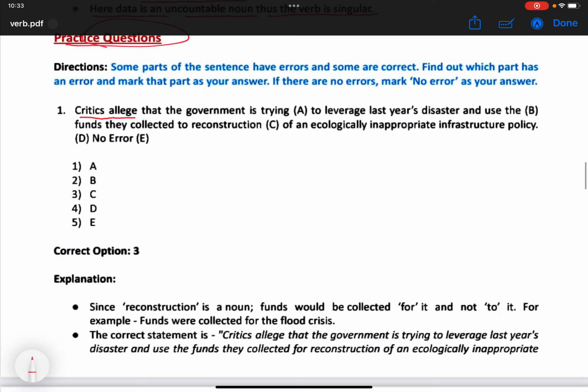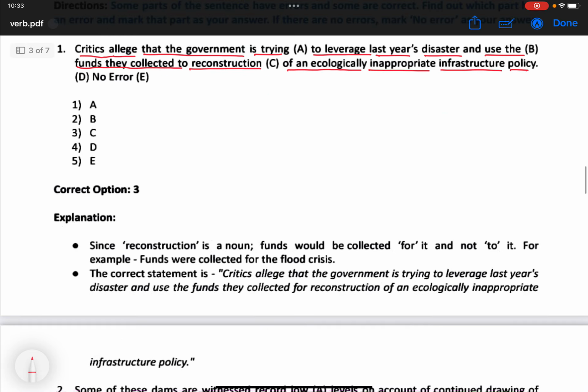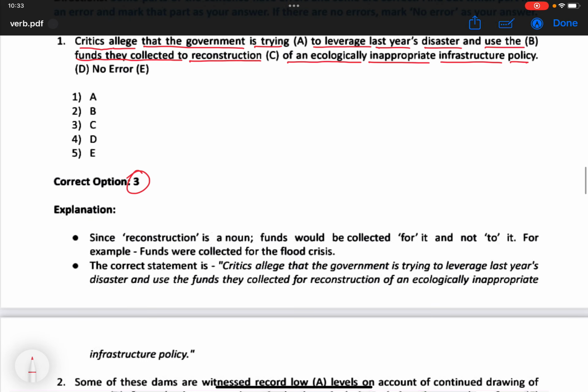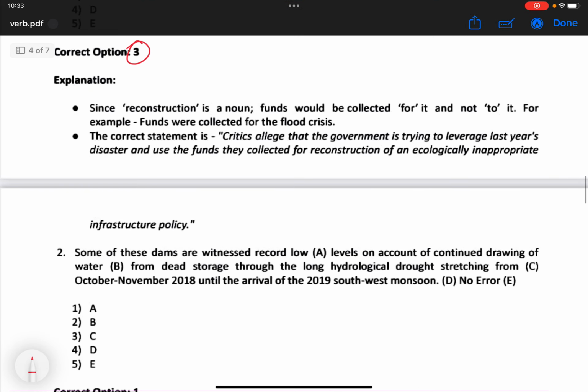Critics argue that the government is trying to leverage last year's disaster and use the funds they collected to reconstruction of an ecologically inappropriate infrastructure policy. इसमें से कौन सा करेक्ट ऑप्शन है? यहीं पे लिखा है तो देख के बोल सकते हैं, C ऑप्शन है. क्यों है? Since reconstruction is a noun, funds would be collected for it and not to it. For example, funds were collected for the flood crisis.